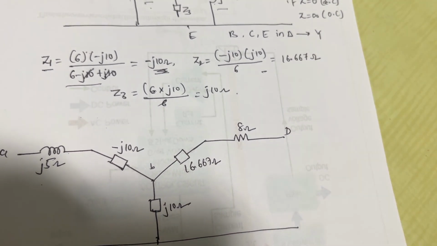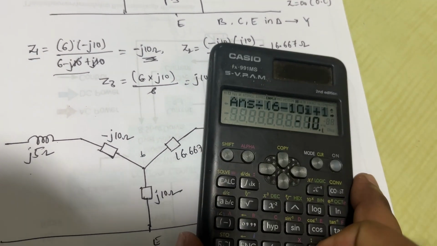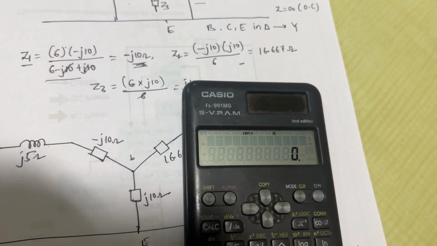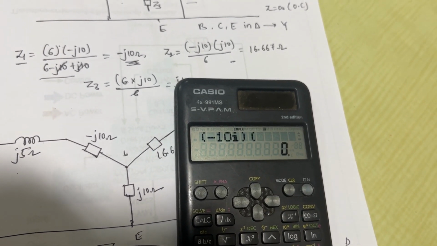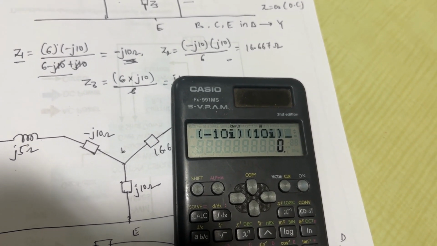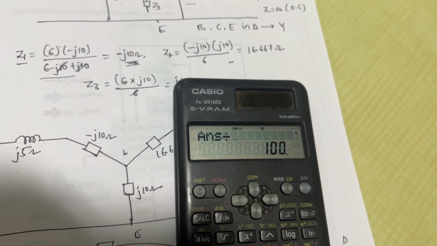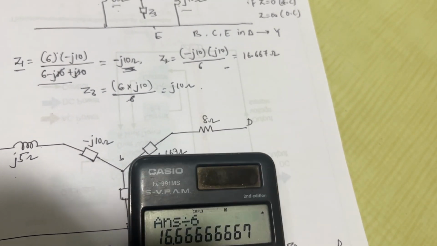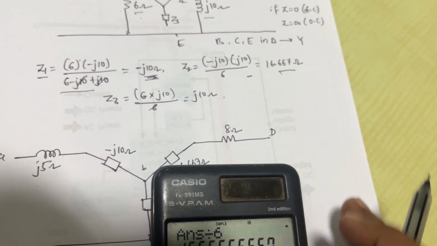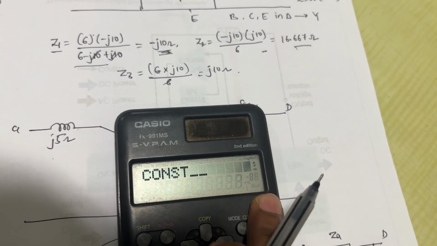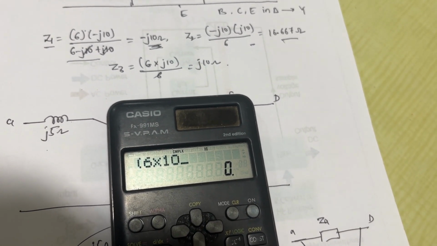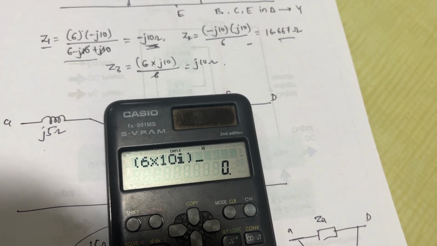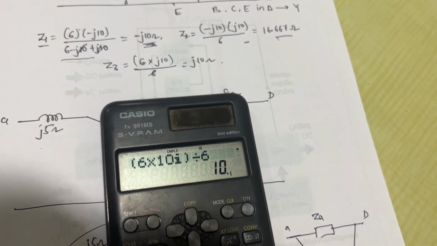Similarly, you can check it for Z2. The same procedure: minus 10i into 10i divided by 6, you'll get 16.667 ohm. Similarly, calculate Z3. Z3 is 6 into j10, that is 10i, divided by 6. You can get 10 ohm.